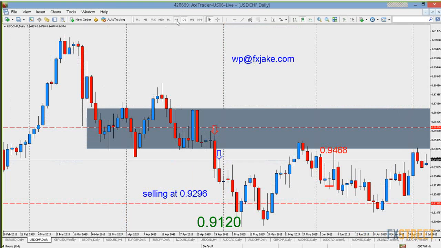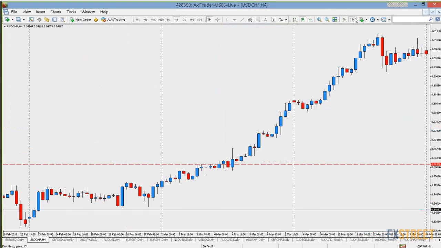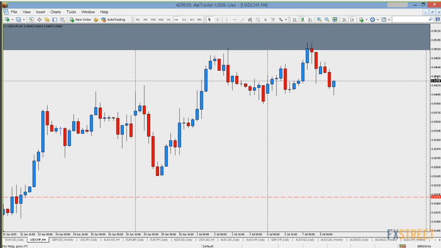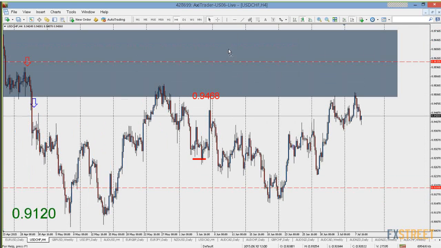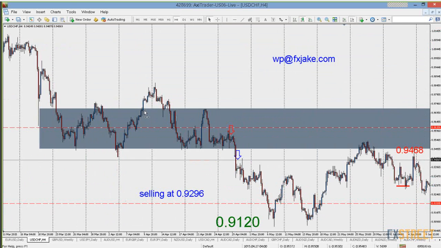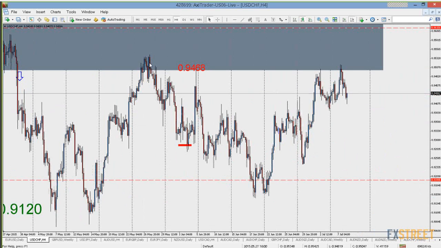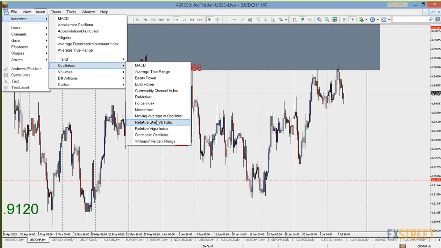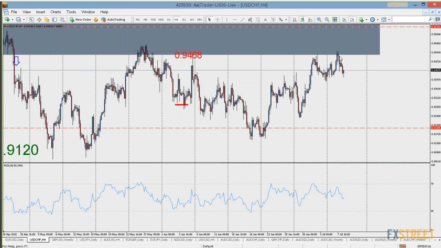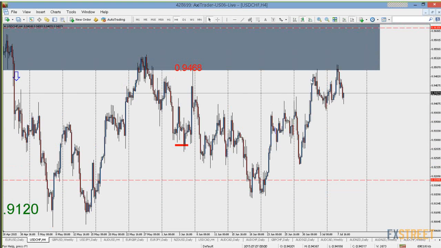Sure. Okay, so the Swissy 4-hour. Well, this was a big consolidation box I had drawn here. The market had gone back in the box, touched it. I'm guessing that this is going to be some sort of divergence. If I threw an indicator on here, which I don't necessarily want to do, you have a lower high on price and a higher high on the indicator. So this is an example of one of those divergent double tops or whatever.